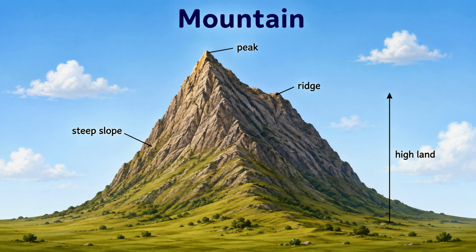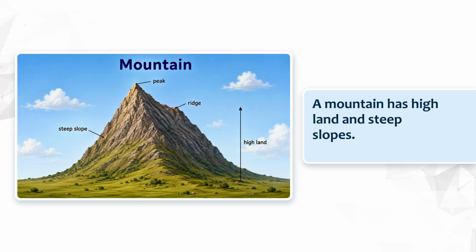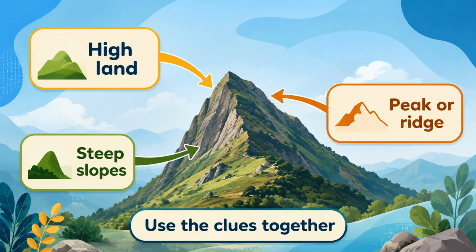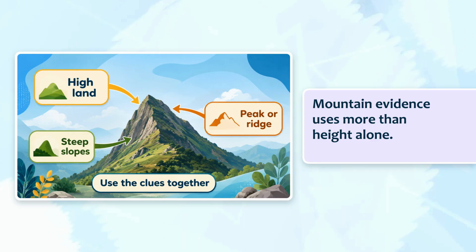A mountain is high land with steep slopes and peaks or ridges. The image shows that we use height, slope, and top shape together rather than height alone. Notice how the clues work together. A mountain has high land and steep slopes. Peaks or ridges help describe the upper shape. One clue alone can mislead us, so mountain identification uses several visible features together. Height, steepness, and upper shape provide stronger evidence than height by itself. That gives us a safer way to identify landforms.